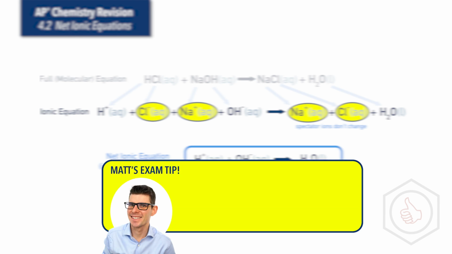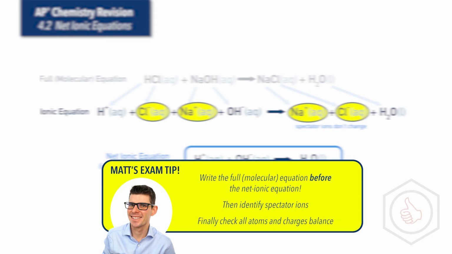Exam tip here: if you're ever asked to write a net ionic equation, always start by writing the full molecular equation. Then break all strong electrolytes or ionic compounds into ions and identify and cancel out the spectator ions. Check that the total number of atoms of each element are balanced along with charges, and you'll always get to the right net ionic equation.